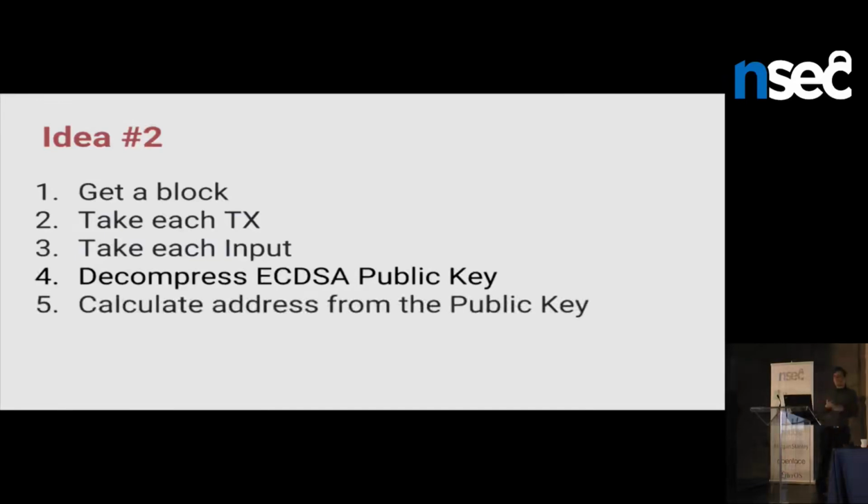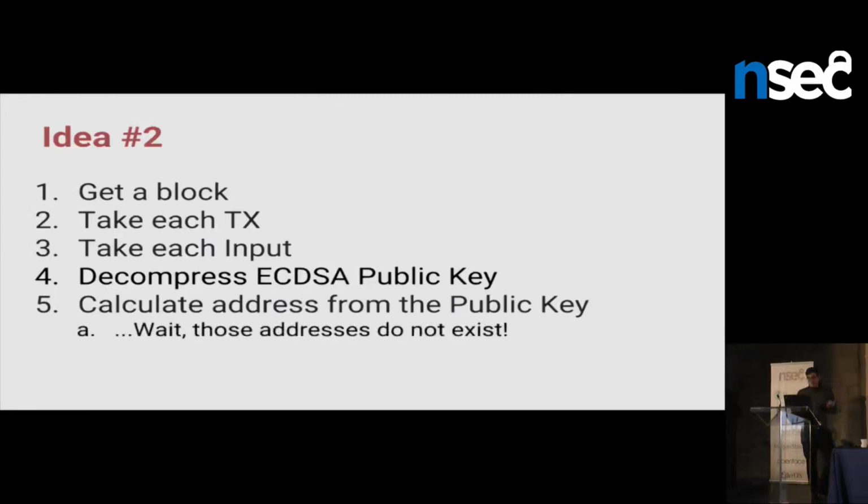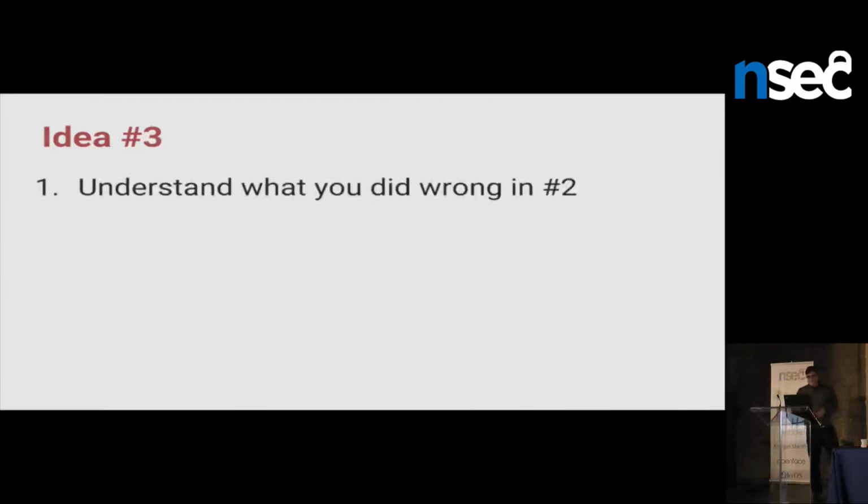Calculate the addresses for the public key, because the hash 160 is just a hashing of the public key. And wait, those addresses do not exist. So all the addresses that I calculated, in fact, never existed. I did something wrong there. So again, the table has been flipped.